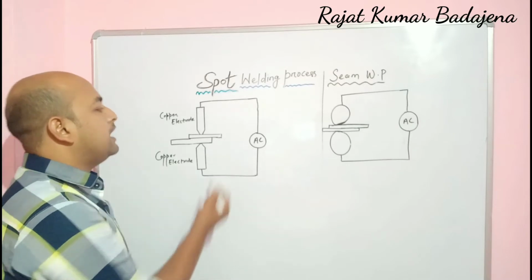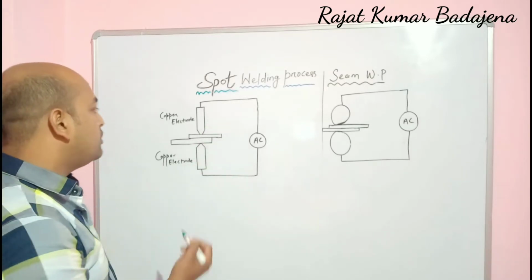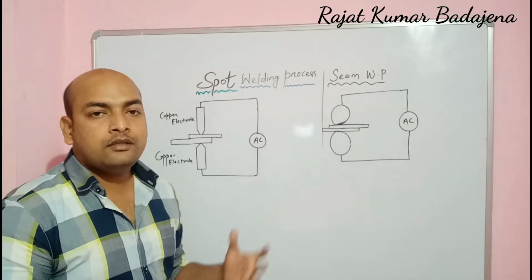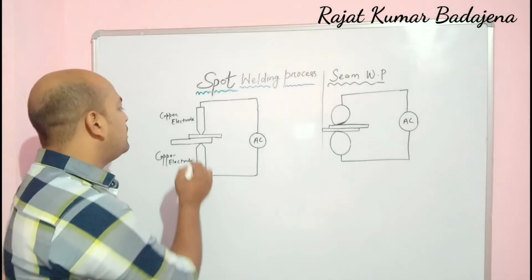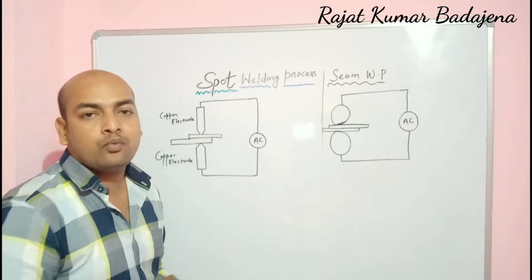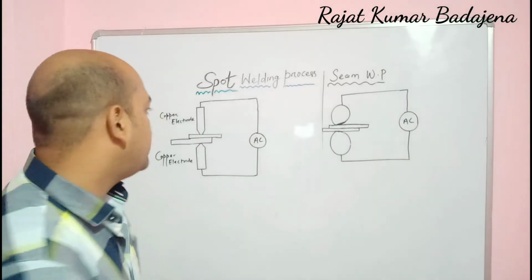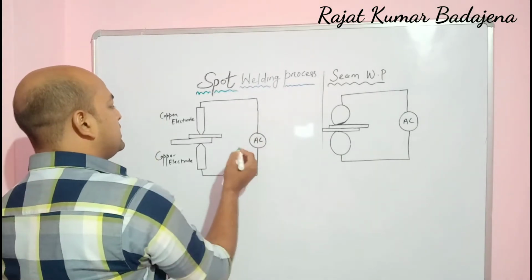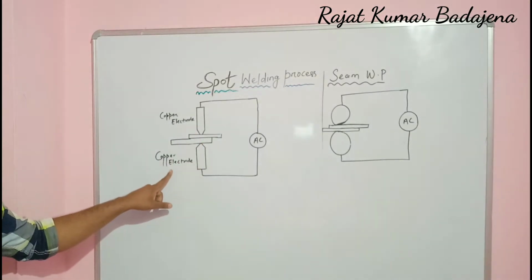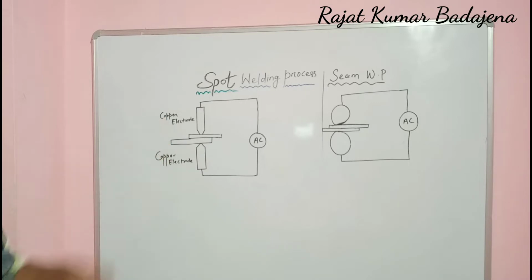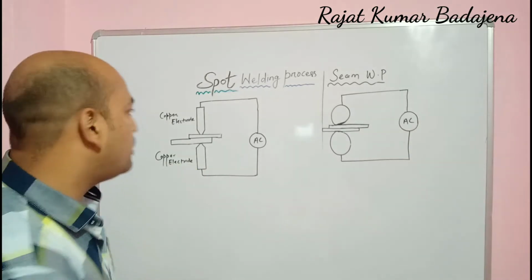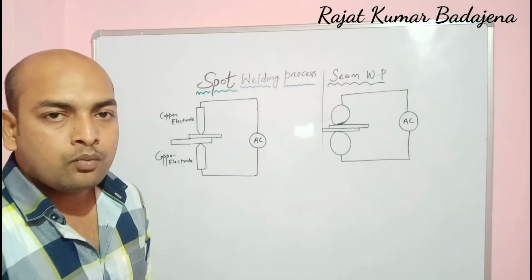So here you can see in this diagram of the spot welding process, what happened? An AC supply is there. Due to this AC supply, resistance will be created between the two electrodes and the workpiece, or we can say the plates will be welded by a spot joint. We can say this is electrode 1, this is electrode 2. This electrode is made from copper, and this is also made from copper. The bottom electrode is the fixed electrode and the upper electrode is the movable electrode.